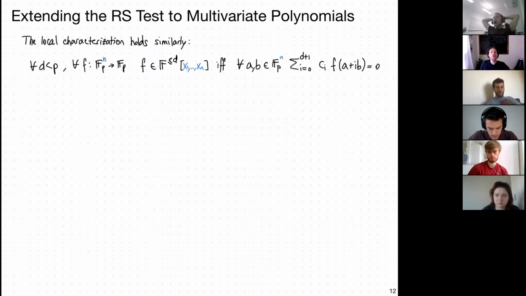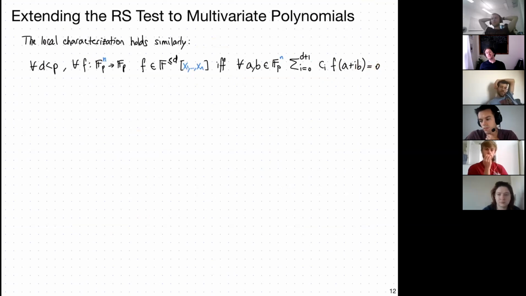So what I mean by that, we have this exact same statement, and the only thing which differs from the local characterization that we had before is what is drawn in blue. So before we had one dimension, now we have to the power of n, and before we had a polynomial in one variable, now we have a polynomial in n variables, but the same condition holds.